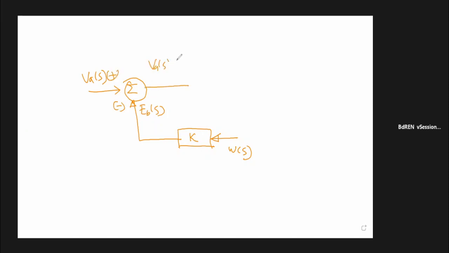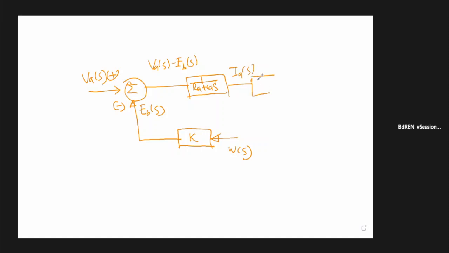Use a summer there. You apply an armature voltage with transform VA(s). Then you have a feedback loop there and a constant K. This input should be the speed omega(s). Then this must be negative, this is positive. Then you will have a difference there, VA(s) minus Eb(s). That is the important thing controlling the current of your motor. Then we divide it by Ra plus Las. This is your current Ia(s).